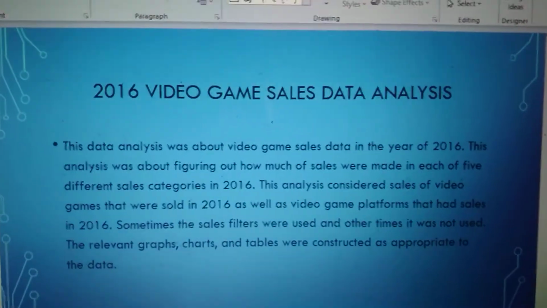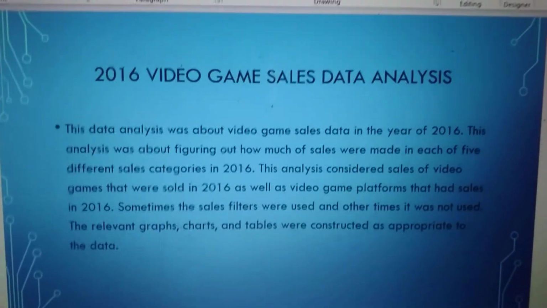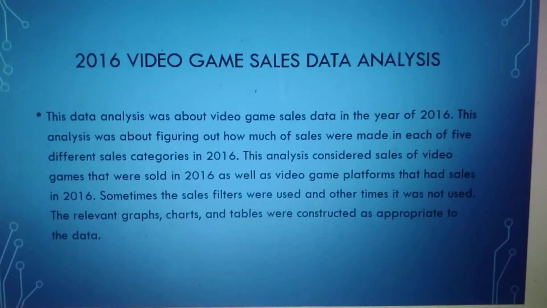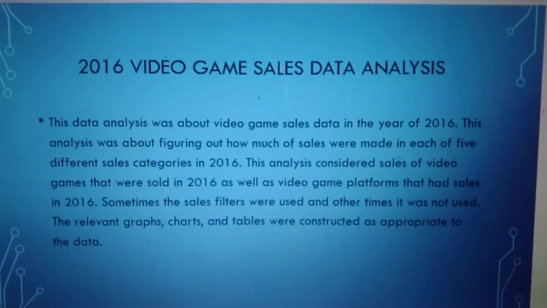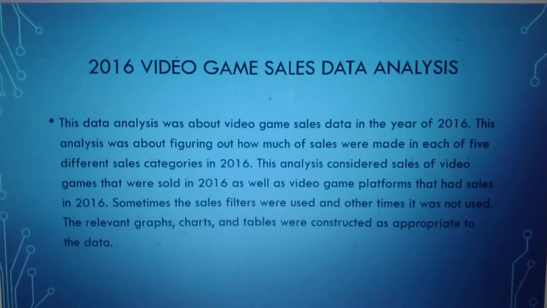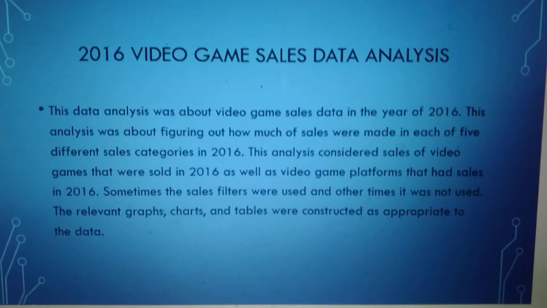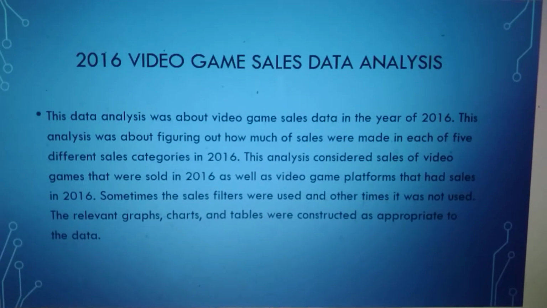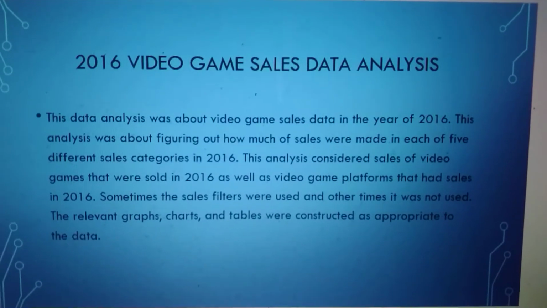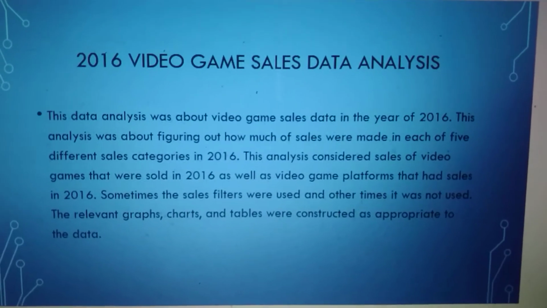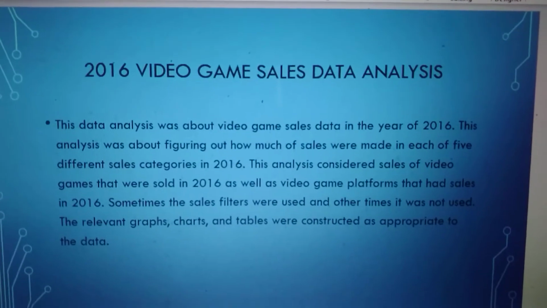2016 Video Game Sales Data Analysis. This data analysis is about video game sales in the year of 2016. This analysis is about figuring out how much of sales were made in each of 5 different sales categories in 2016. This analysis considered sales of video games that were sold in 2016, as well as video game platforms that had sales in 2016. Sometimes the sales filters were used, and other times it was not used. The relevant graphs, charts, and tables were constructed as appropriate to the data.